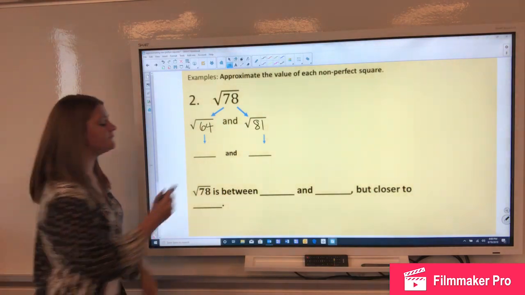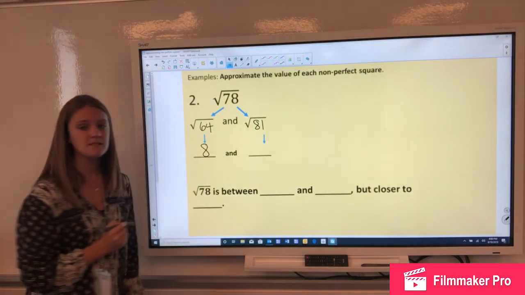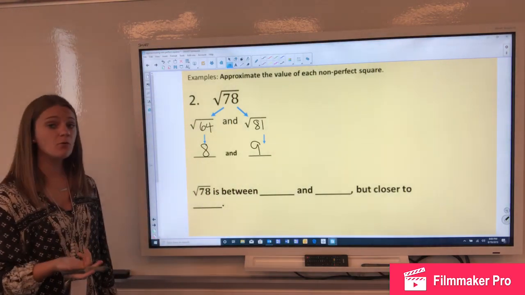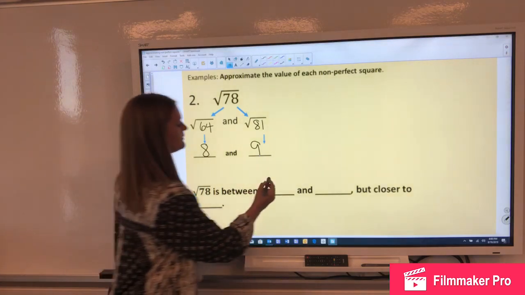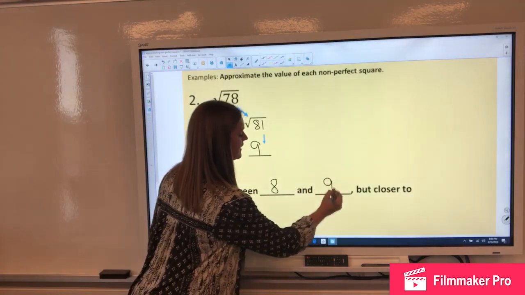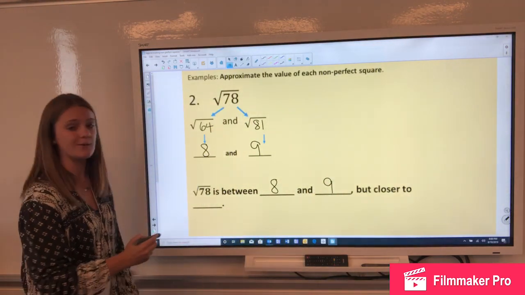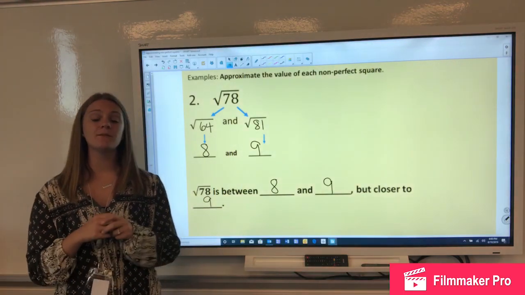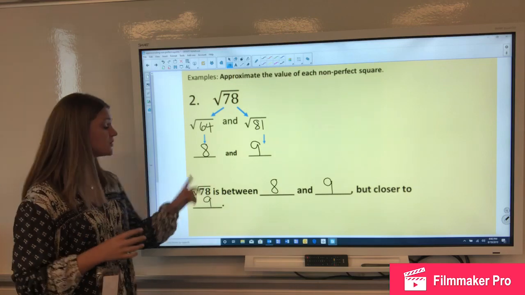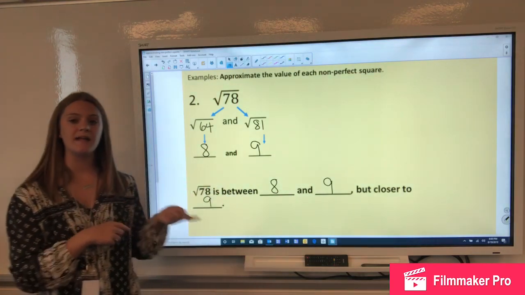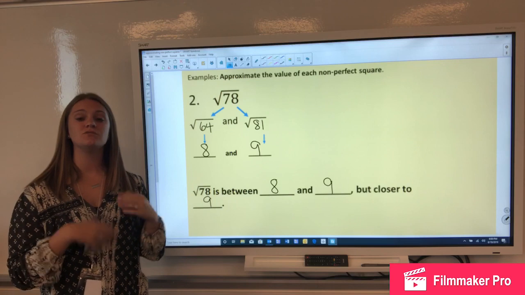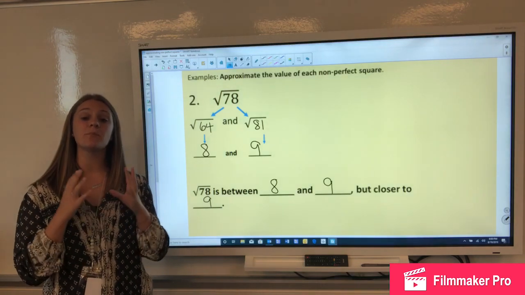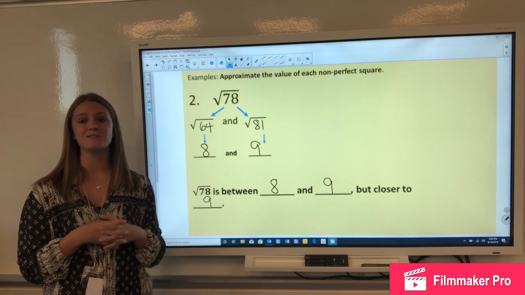So the square root of 64 would be the integer value of 8. The square root of 81 would have an integer value of 9. Therefore, the square root of 78 is somewhere between 8 and 9, but it looks to be a little bit closer to 9. Now when you come back to class, we'll talk about how to get even closer than just between two integers. We'll look back at the beginning when we got it down to decimals to the nearest tenth and the nearest hundredth. But there it is, how to find the approximate value of non-perfect square roots.